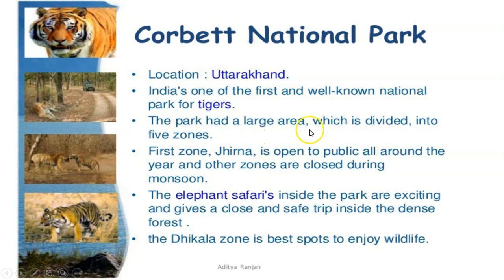The park has a large area which is divided into five zones. First zone, Jirna, is open to the public all around the year, and other zones are closed during monsoon. The elephant safaris inside the park are exciting and give a close and safe trip inside the dense forest. The Dikala zone is the best spot to enjoy wildlife.